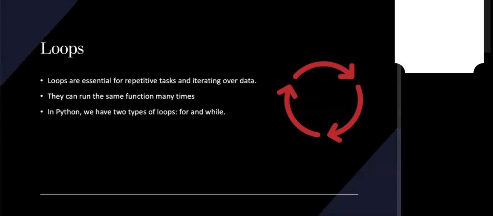So first of all, what even are loops, right? Loops are essential for doing repetitive tasks in Python and many other coding languages, and iterating over data. They can run the same block of code, or they can run a simple statement multiple times. In Python, we have two main types of loops, for loops and while loops. First, let's dive into for loops.